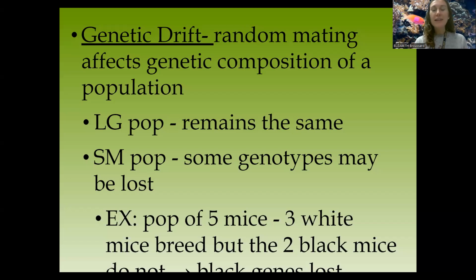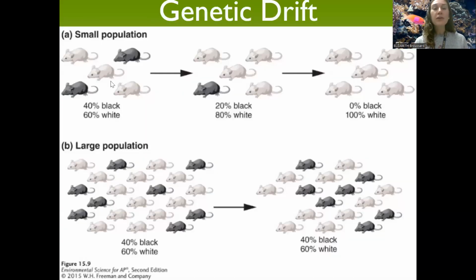So let's take a look at what this actually looks like. Up here, I have a small population and I have a large population at the bottom. Both of them have the exact same genetic composition, right? I have 40% black-coated mice and 60% white-coated mice for both scenarios. But with genetic drift, random mating, I'm seeing the effects more in the small population because I have a smaller sample size.